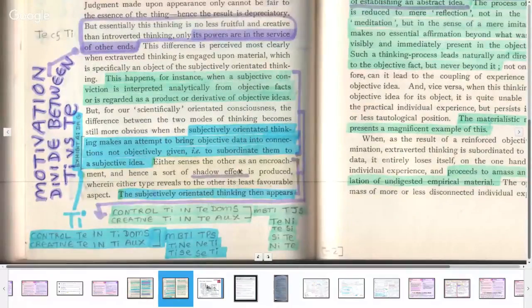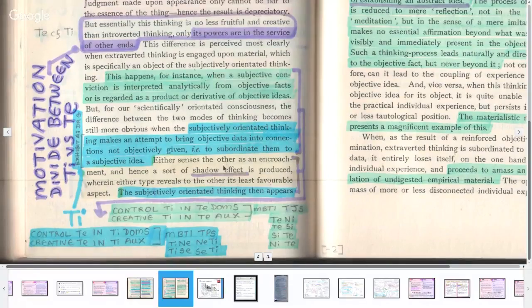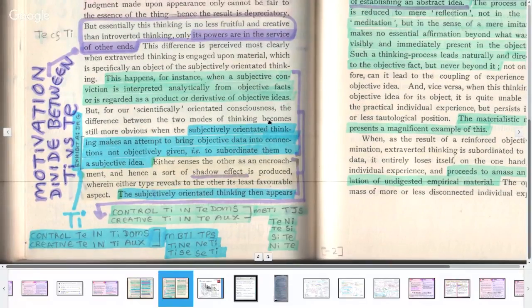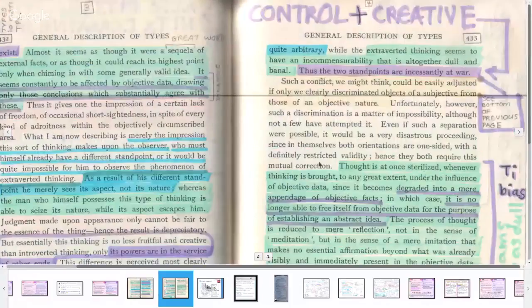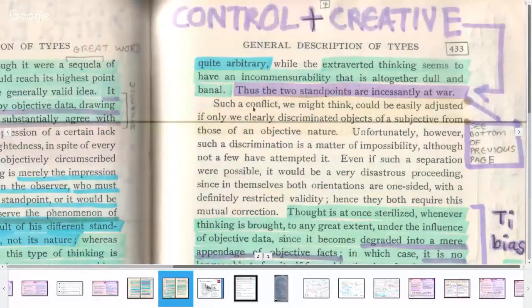Yeah, so this is about the control function, the opposing personality. It's actually in the Carl Jung text a little bit there. He talks about this process running in the background. Right, so we can't spend that much time on this, folks, because we've only got a certain amount of time left. So we've got the control function. Thus, the two standpoints are incessantly at war.